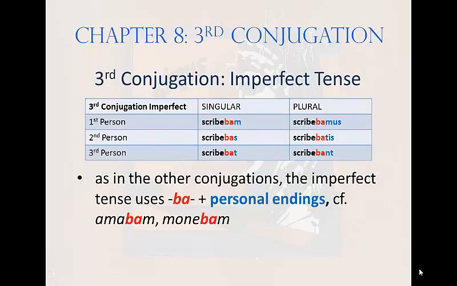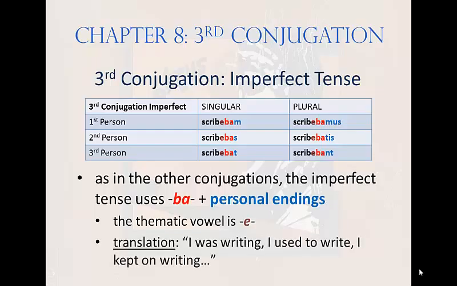The imperfect tense in third conjugation poses even fewer problems than the present. Just like in first and second conjugation, it uses BA as the marker for the imperfect. Thus the imperfect of scribo goes scribebam, scribebas, and so on. Note that, unlike in the present, the thematic vowel in the imperfect is E. The imperfect tense in third conjugation translates the same way it does in first and second. It denotes an incomplete or repeated action in the past, and therefore scribebam translates as I was writing, I used to write, I kept on writing. The rest of the translations should be self-evident.